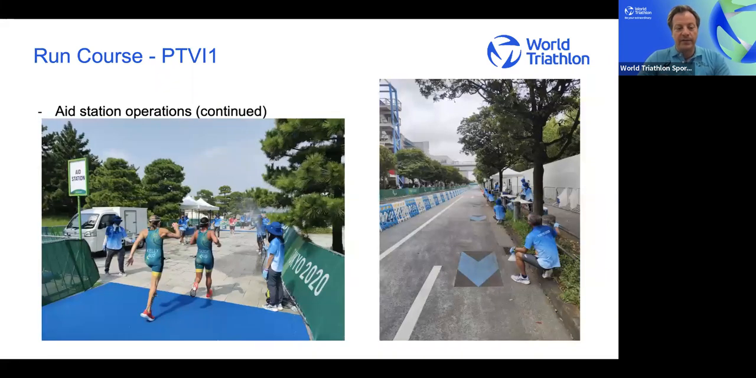spread around enough. On this picture on the left, for instance, this was in Tokyo. For the hosing, you can see that it starts way in advance of the actual aid station. And on the picture on the right, also Tokyo, a very long set of tables to ensure that nobody misses out on the possibility of capturing water bottles, etc.